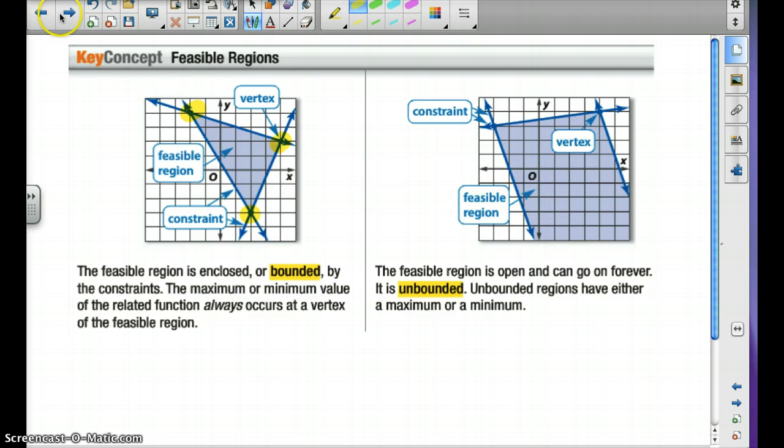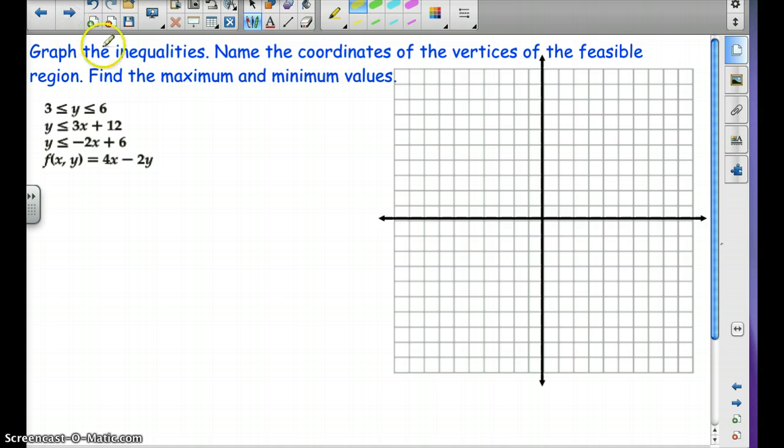So let's try this out. We're going to graph the inequalities, name the coordinates of the vertices of the feasible region, then find the max and min values. So lots and lots to do. Let's go ahead and graph the inequalities first. The first inequality is to graph y between 3 and 6. So remember, when y equals a value, it's a horizontal line.